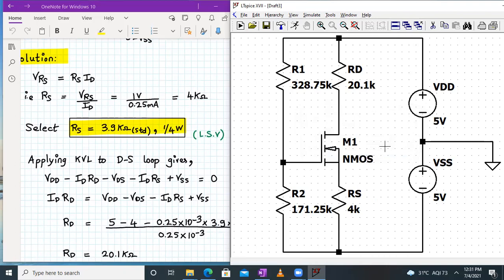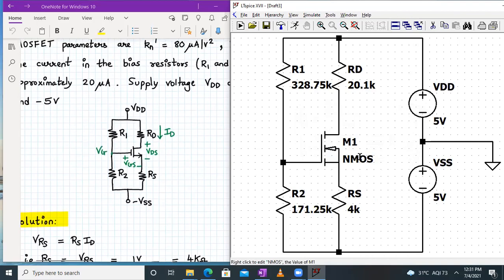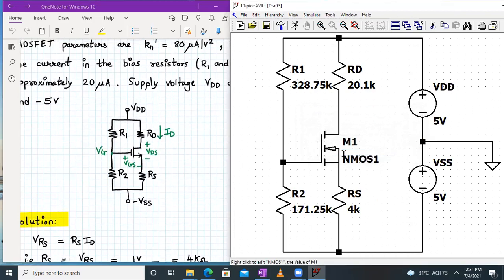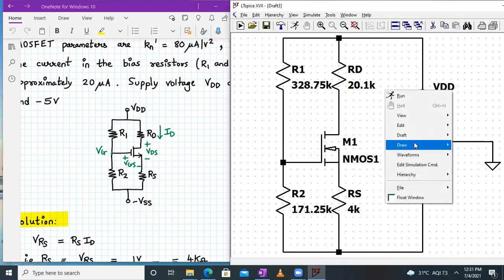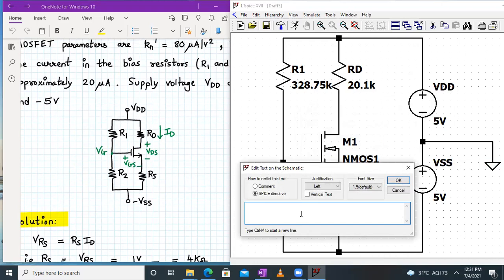Okay, so we are ready with all the values. And now we have to add the dot model statement. So we right click over here, call it NMOS 1. And we right click, go to draft, go to spice directive and start writing the statement. Dot model, then we will write NMOS 1, then the reserved word NMOS.